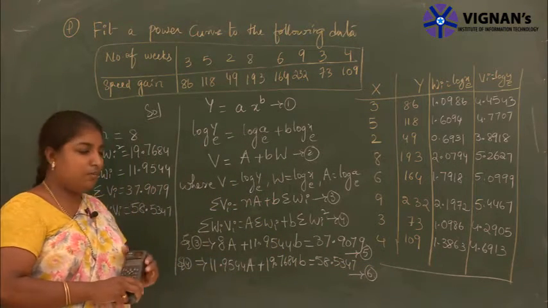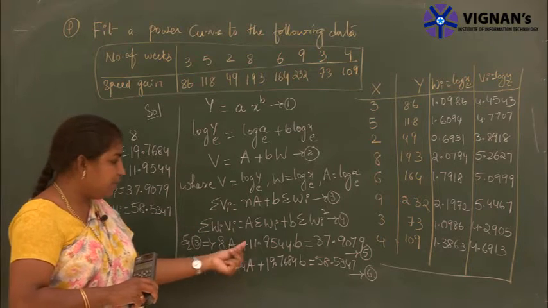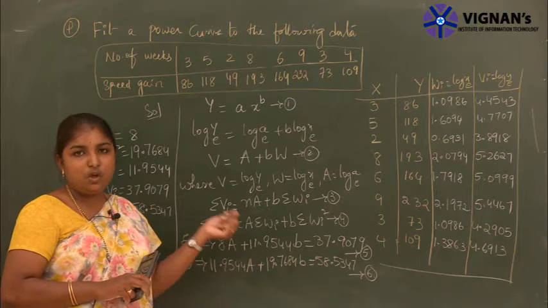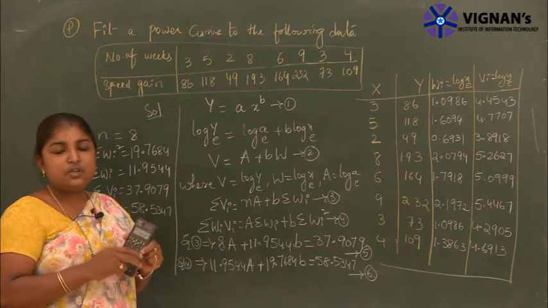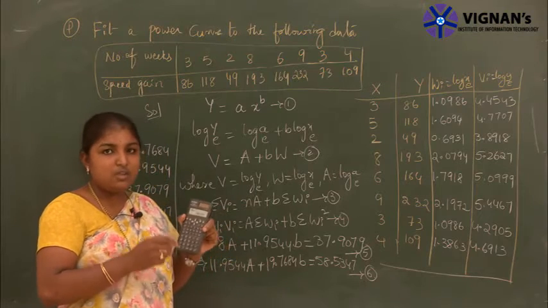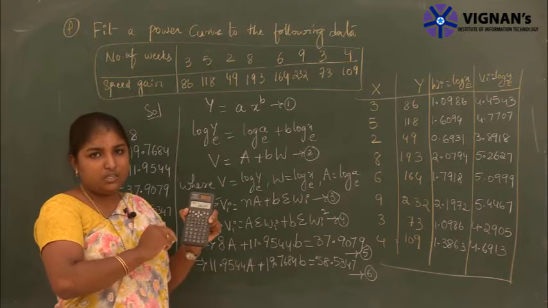So now we are solving these two equations. We get two constants, capital A and small b. This can be calculated manually or you can use your calculators. Using calculators we can calculate easily. For this, change your calculator mode into equation mode.